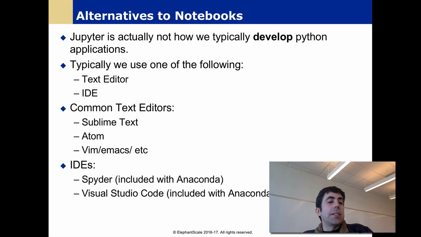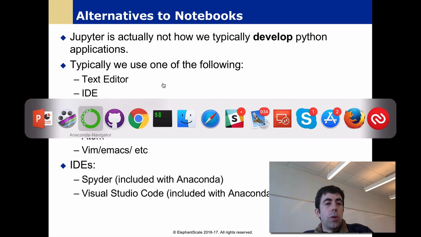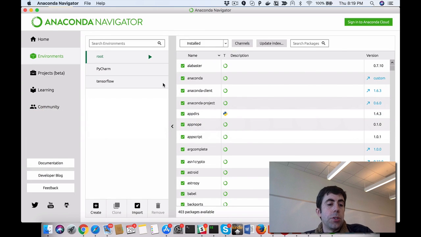Some common text editors are things like Sublime Text or Atom or Vim or Emacs, and IDEs would be things like Spyder or Visual Studio Code, both of which can be included in Anaconda. So we'll talk about those later. For now, I just want to introduce Jupyter Notebooks, and we'll go to Anaconda Navigator first. So go ahead and bring that up if you don't already have that.